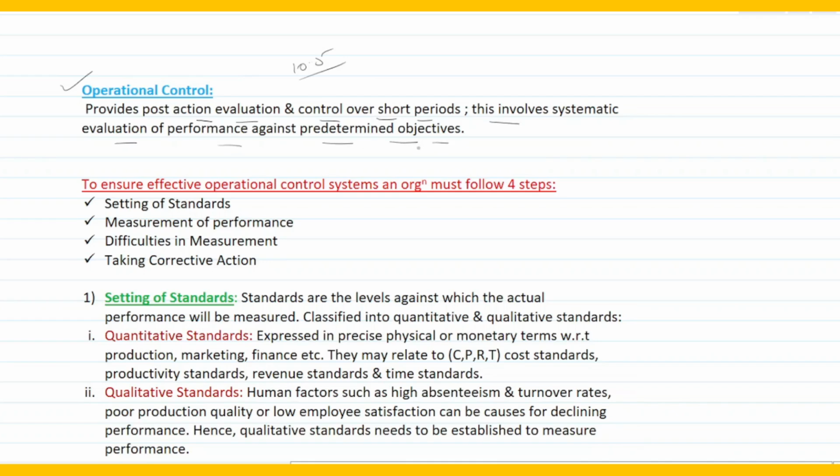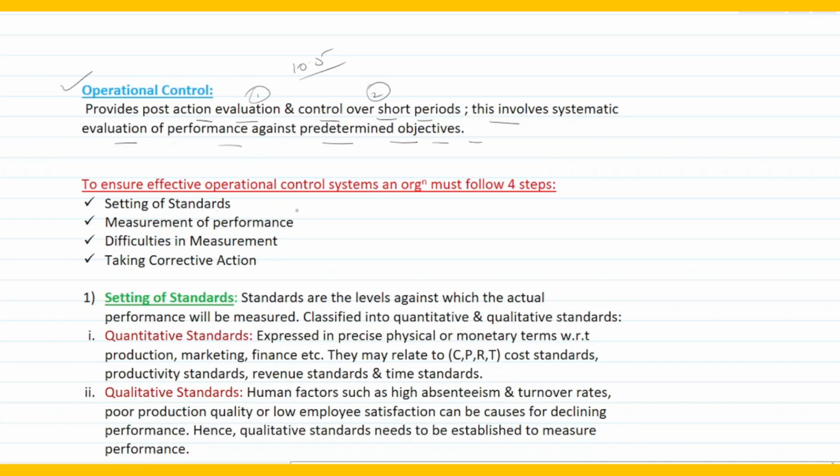So initially you would have some kind of predetermined objectives. So you basically evaluate how the performance has been with respect to the predetermined objectives. So that's what operational control talks about. Right? So basically it's a post-action evaluation. That's the first point, and it has control over the shorter periods, and it involves systematic evaluation of performance against the predetermined objectives. So that's what operational control is all about.